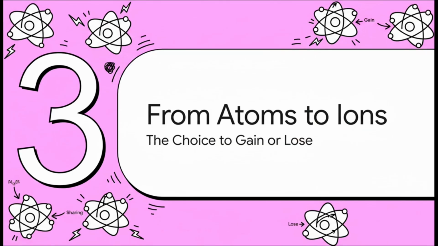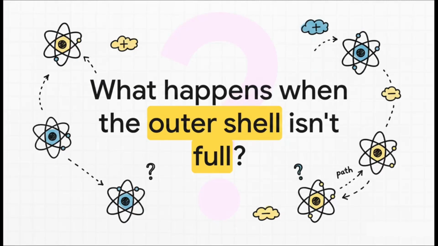And that very choice is what can transform a neutral atom into a charged particle, completely changing its nature. So what happens if you're an atom and you're not stable? What if your outer shell is almost empty? Or maybe it's just 1 electron away from being full? What's the easiest path to that stable, happy place?